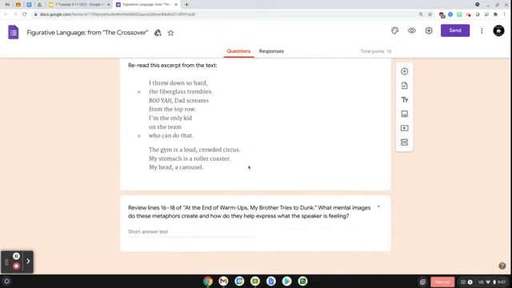Then we have this excerpt that we just talked about with the fiberglass trembling. And if you look at lines 16 through 18, those are those metaphors we just talked about. What mental images do these metaphors create and how do they help express what the speaker is feeling? So what we're asking here is, what do you see in your mind? How is the speaker feeling? How can you relate? That's kind of what I want you to explain. Like, oh, I totally know what they're talking about here. They're trying to say this. I have totally felt that way before too. Whatever it is, you're just trying to explain basically why these metaphors are used and what they actually mean.